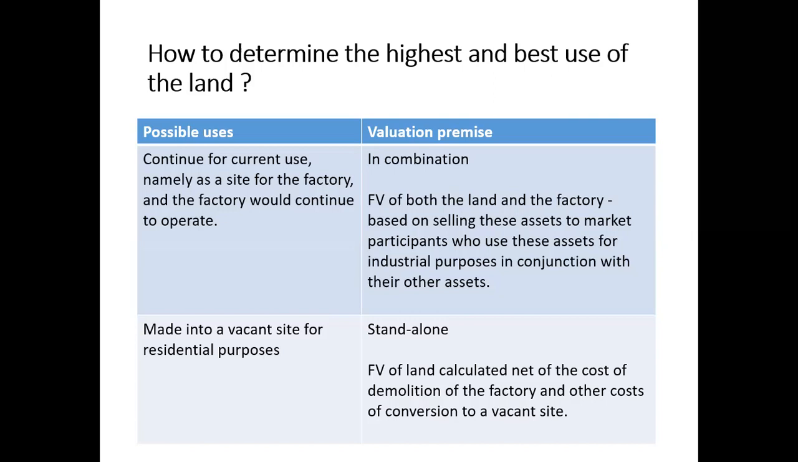Is that clear? Yes, sir. Clear. In combination means that currently it is occupied for a particular purpose. That's why I told you it is in use. So if it is occupied for a particular use, that is what we call in combination, right? Sir, if we use that land for parking facilities, then? Yes, it is currently occupied for the parking facilities.